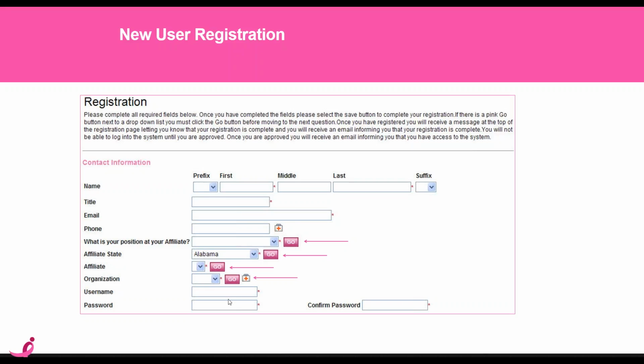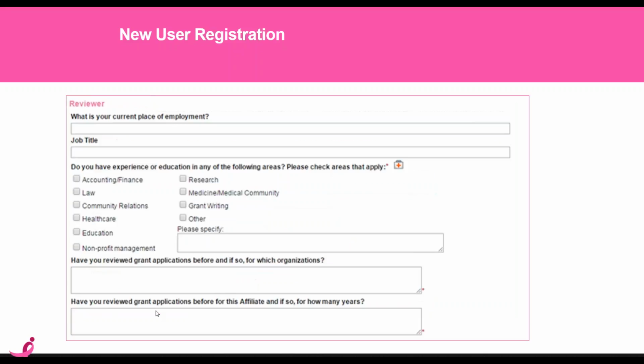Then hit go. Then you will create a username and a password and confirm your password. Then you will come here and it will ask you about your place of employment, your job title, and any experience you have had. It's a little bit similar to the application that you filled out on our website, but this is just very quickly to go into this particular system.